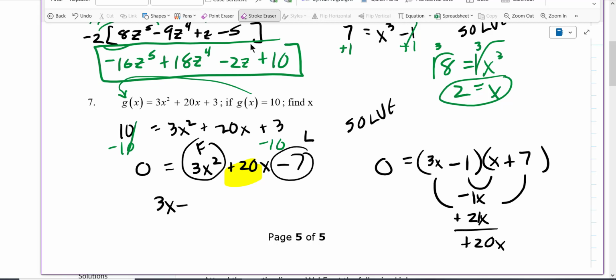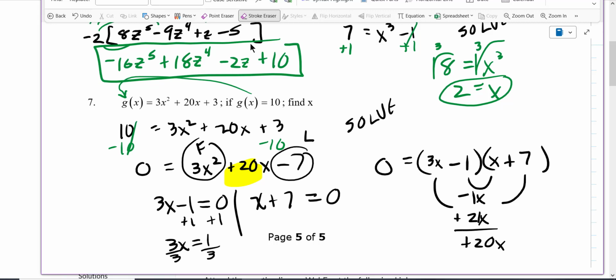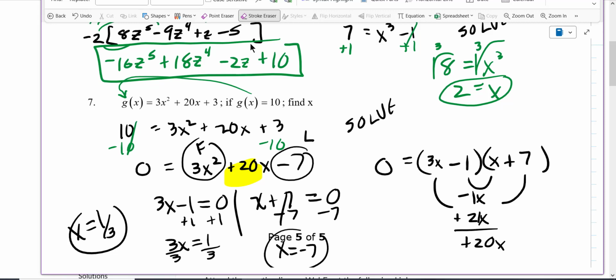So now you set each factor equal to 0, and then you're going to get what x is, okay? So this would be add 1 to both sides. You get 3x equals 1. So you would end up getting 1/3 would be one answer. Okay, and then over here, you can do this one in your head if you want to. That's x equals -7. That's your second answer. That's it. If you did the quadratic formula, it would have worked out to give the same answers. Just more work. When you add that 3 in front of the x squared, it makes it feel more intimidating.